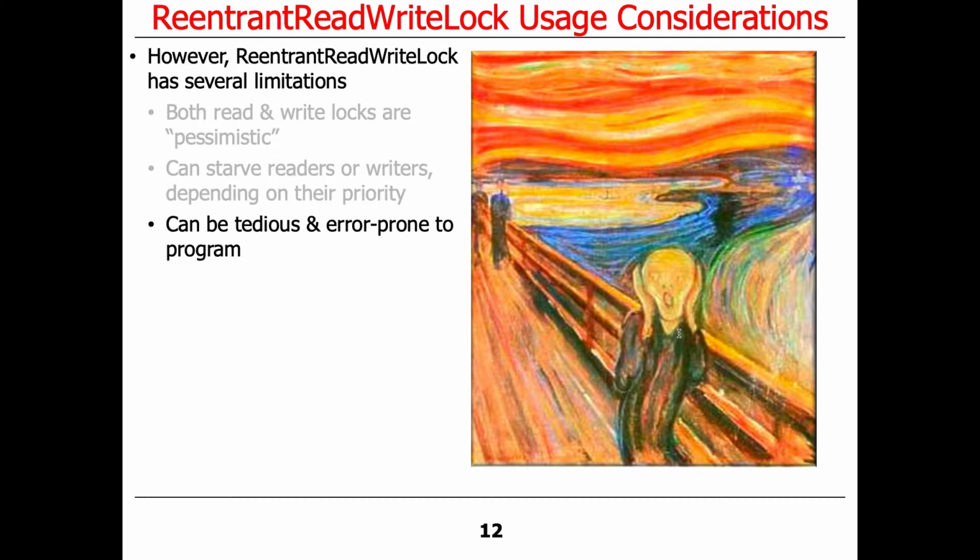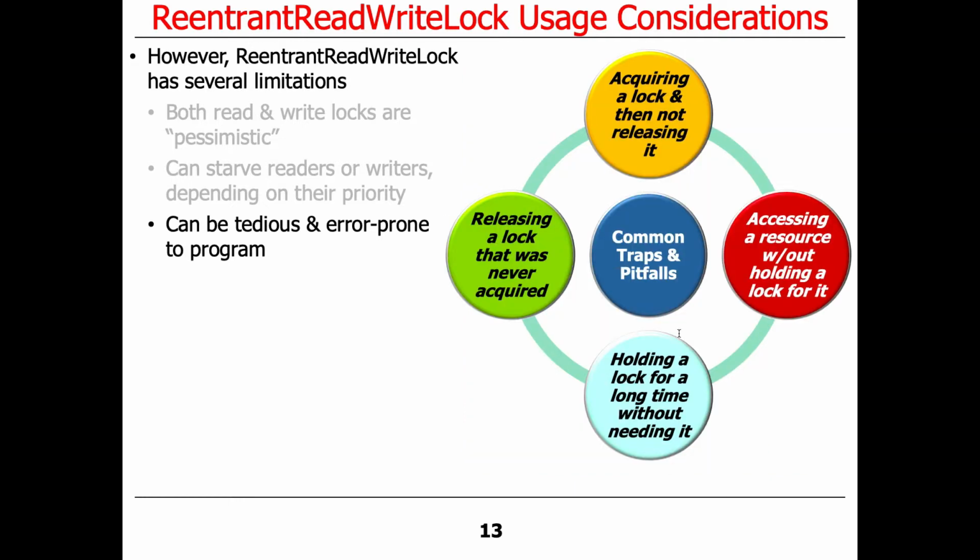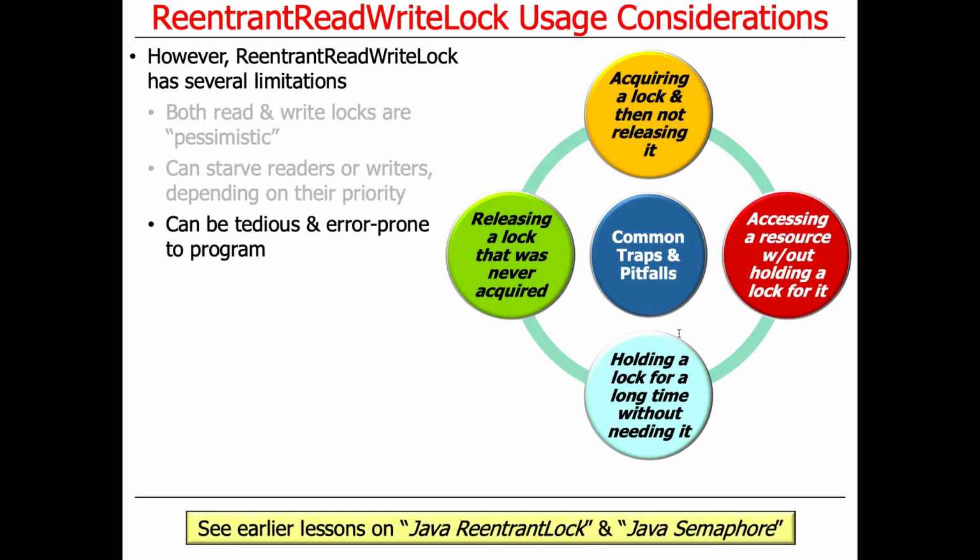It can also be tedious and error-prone to program a ReentrantReadWriteLock. In particular, all the same problems we saw before when we were talking about ReentrantLock and Java Semaphore are also problems with ReentrantReadWriteLock. For example, you may acquire a lock and then not release it or forget to release it. You may acquire a resource without holding a lock. You might release a lock that was never acquired. You could hold a lock for a long time without needing it. All those same problems we talked about before are also problems for a ReentrantReadWriteLock.